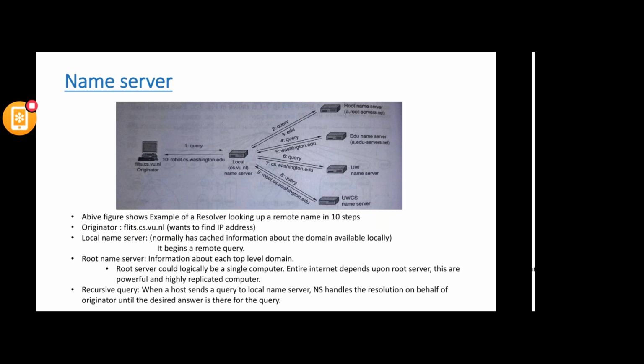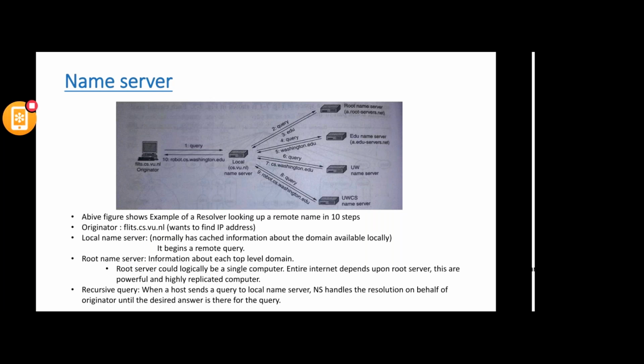So the query is being fired from the originator to the local name server. If that local name server does not have that IP address with itself, it is going to forward that query to the root name server. Now, what is a root name server? Root name server is going to have the complete information of the main domains.